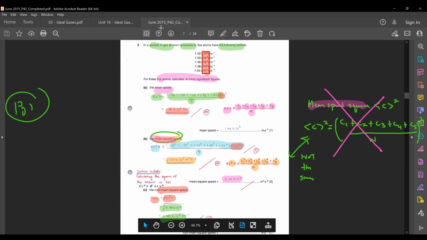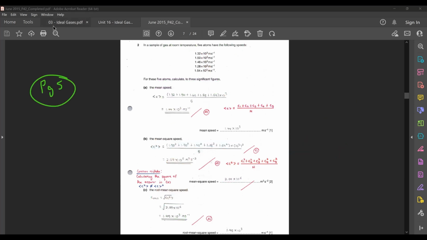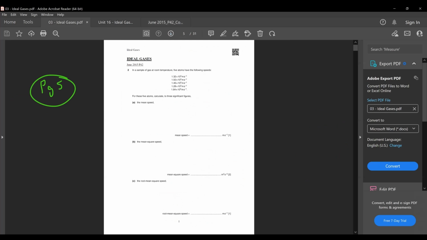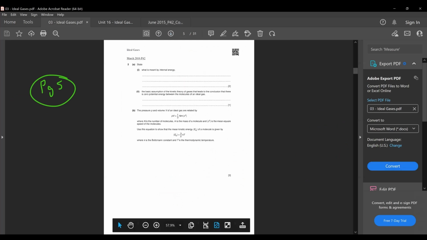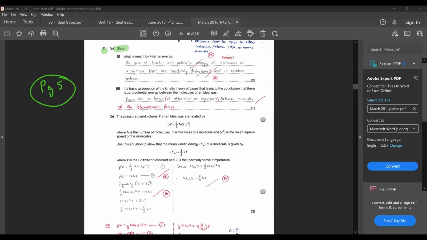Next one that you can have a look at is page 5. Have a look at page 5. Page 5 is March 2016 P42. Okay, right. So state what is meant by internal energy. Internal energy is actually the sum of a random distribution of kinetic and potential energies of molecules in a system.